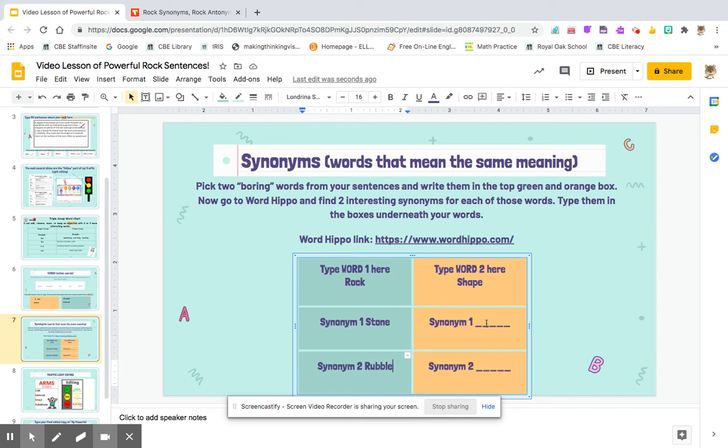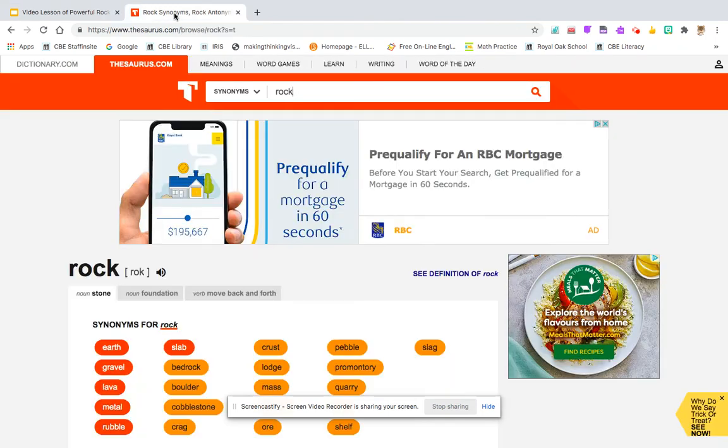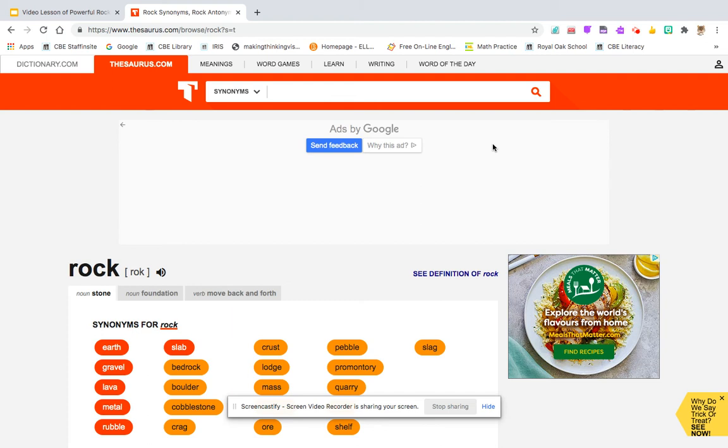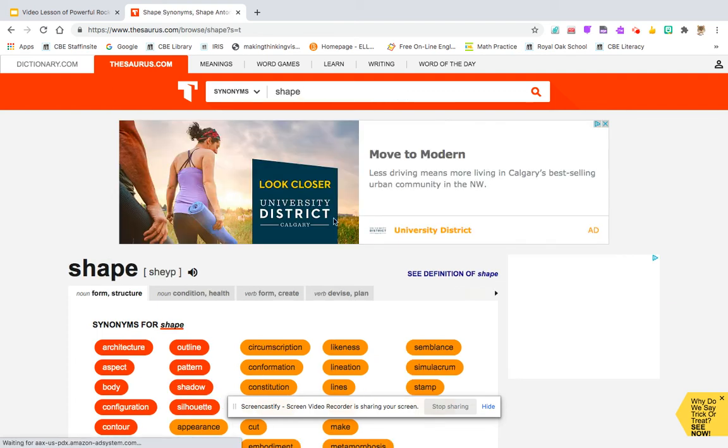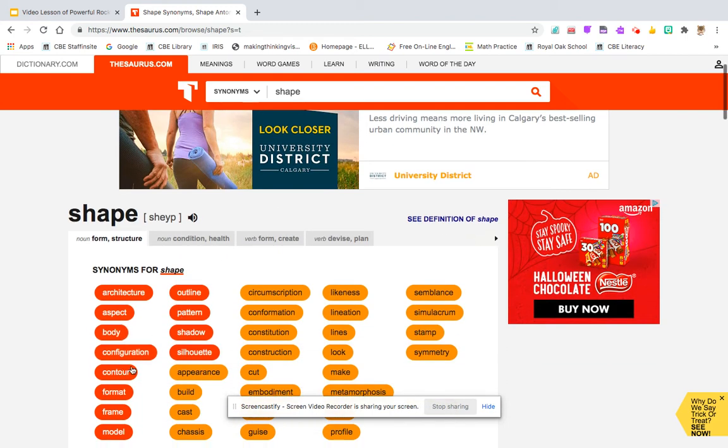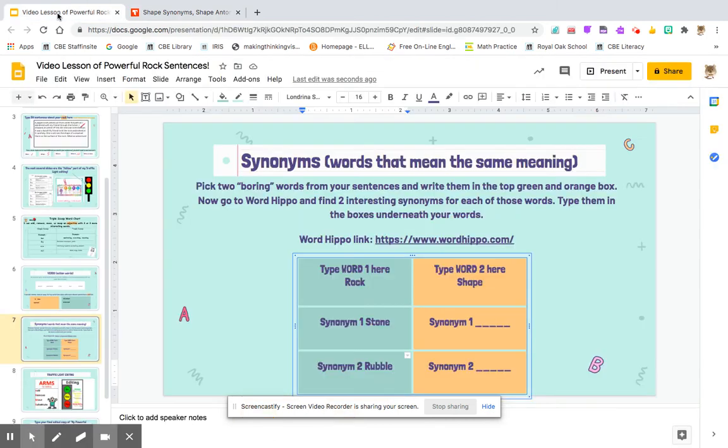And next, I'm going to look up another word for shape. So I'm going to go in here, get rid of these ads, and I'm going to write in the word shape. I saw the shape. Form. Ooh, configure, the contours. Those are the outlines. That's great. Or a silhouette. I think I like form and contour. So I'm going to add those in as some possible synonyms.